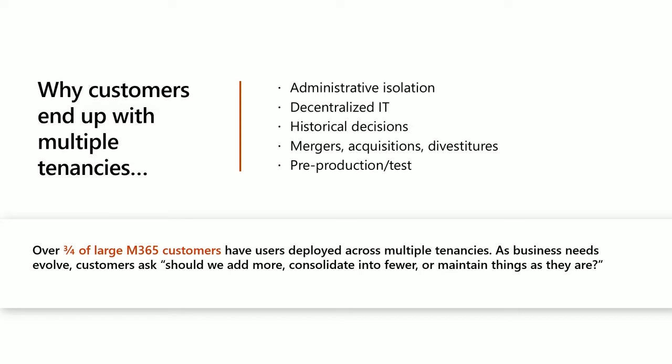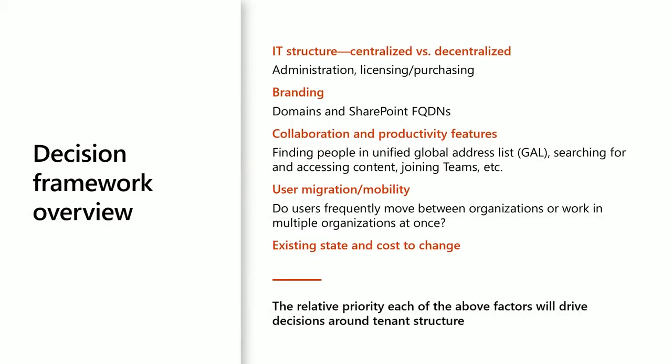A similar mode to that is around isolation and compliance. So you could see situations where you've got a conglomerate and maybe parts of that conglomerate are under specific industry regulations, and they decide that it makes the most sense to just leave those tenants as is. So those are the reasons we see customers ending up in multiple tenants.